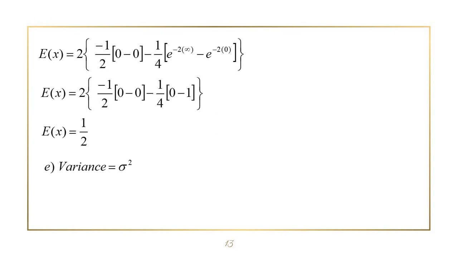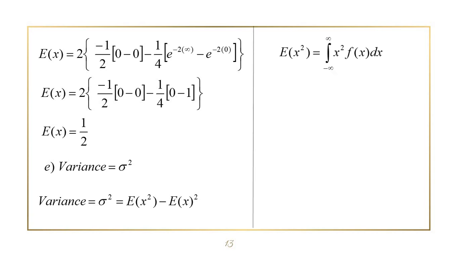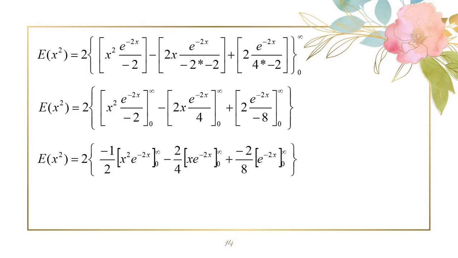Now we are going to find out the variance. You know this is the formula. We find e of x square. This is the formula. You know f of x is not equal to 0 from 0 to infinity. Therefore integrate from 0 to infinity. Use the Bernoulli rule again.